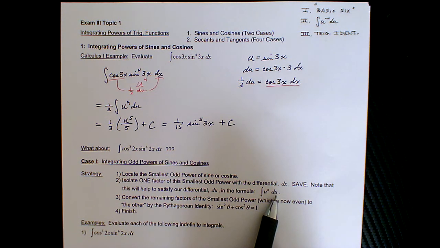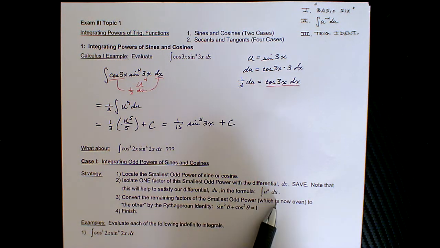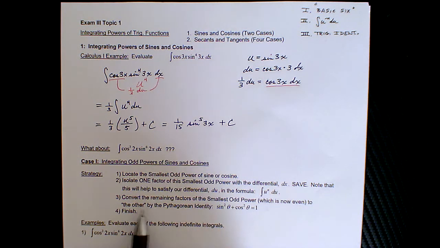So, in a sense, it's almost like we are reversing the process of u substitution. Instead of choosing our u and making sure the du is satisfied, we're forcing the du to exist. And then here's step 3. We're going to change the rest of the factors of that smallest odd power, which now is even because we borrowed one of them, to the other trig function. If it's sine, change it to cosine. If it's cosine, change it to sine, by our Pythagorean identity. And then I just wrote finish. So let's see how this little strategy works out here.